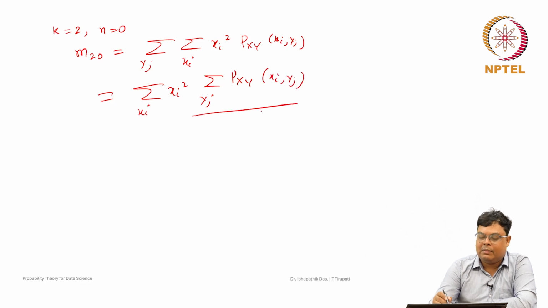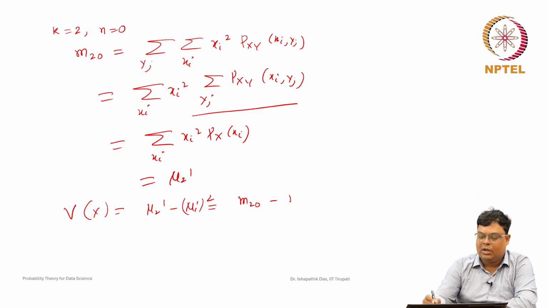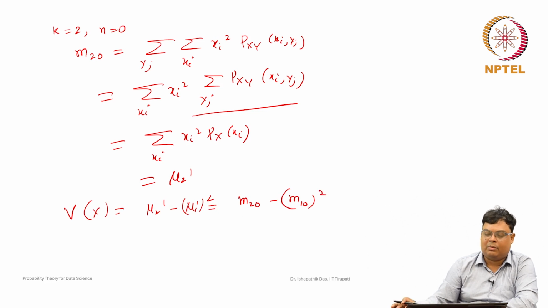Now, this sum is nothing but the marginal probability mass function of x. So, this is the summation of x i square p x of x i, which is nothing but mu 2 dash in our definition. So, m 2 0 is nothing but mu 2 dash. Hence we can find the variance of x, which is mu 2 dash minus mu 1 dash whole square. In this notation, this is m 2 0 minus m 1 0 whole square. So, this is the variance of x.